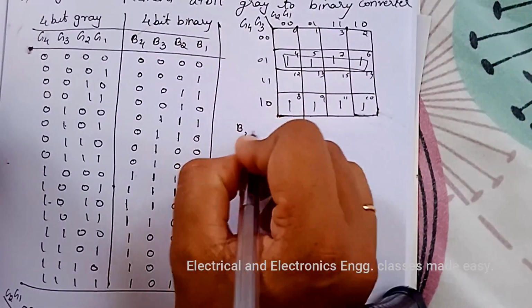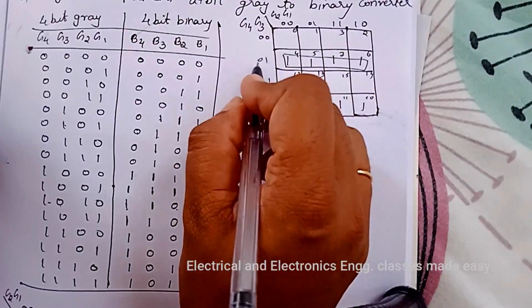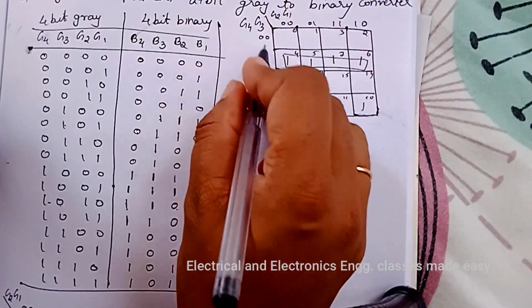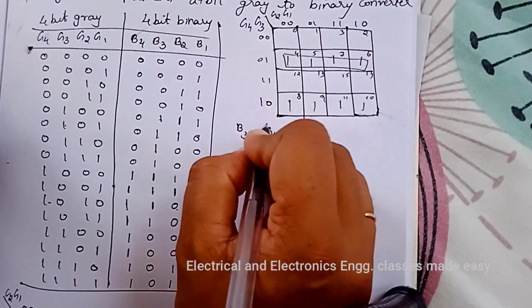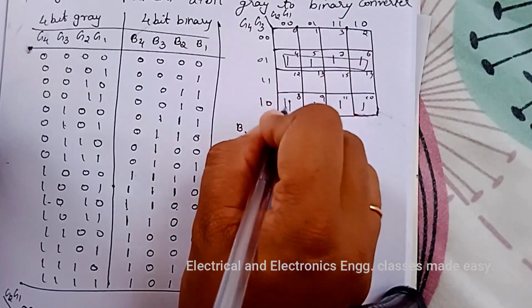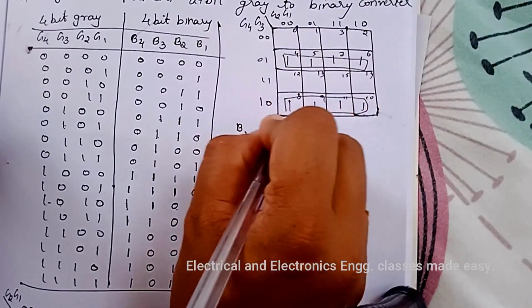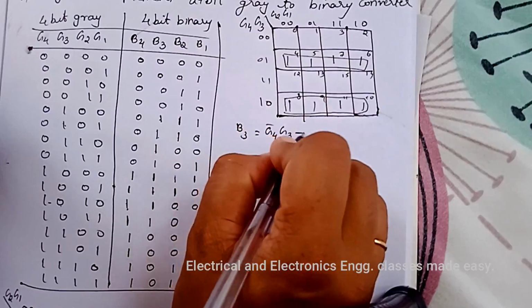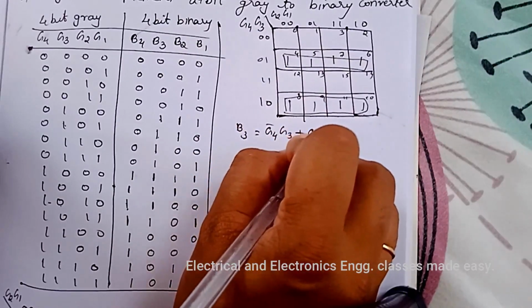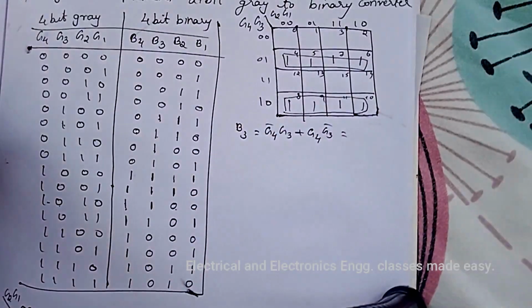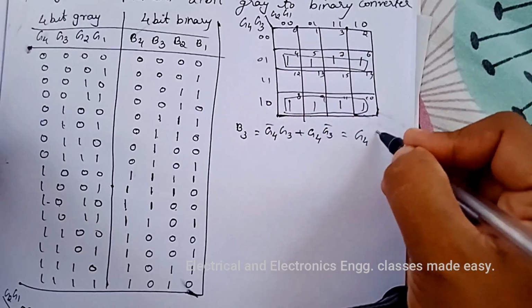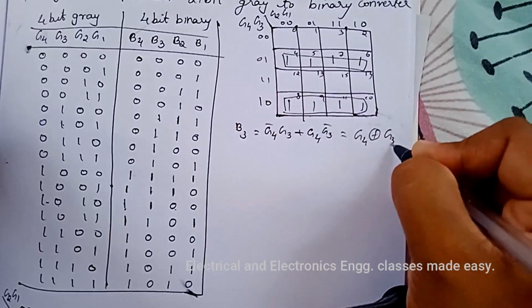B3 is equal to, here we got G4 bar into G3, and here these 4 squares also we can combine, and that is G4 G3 bar, and that is equal to G4 XOR G3.